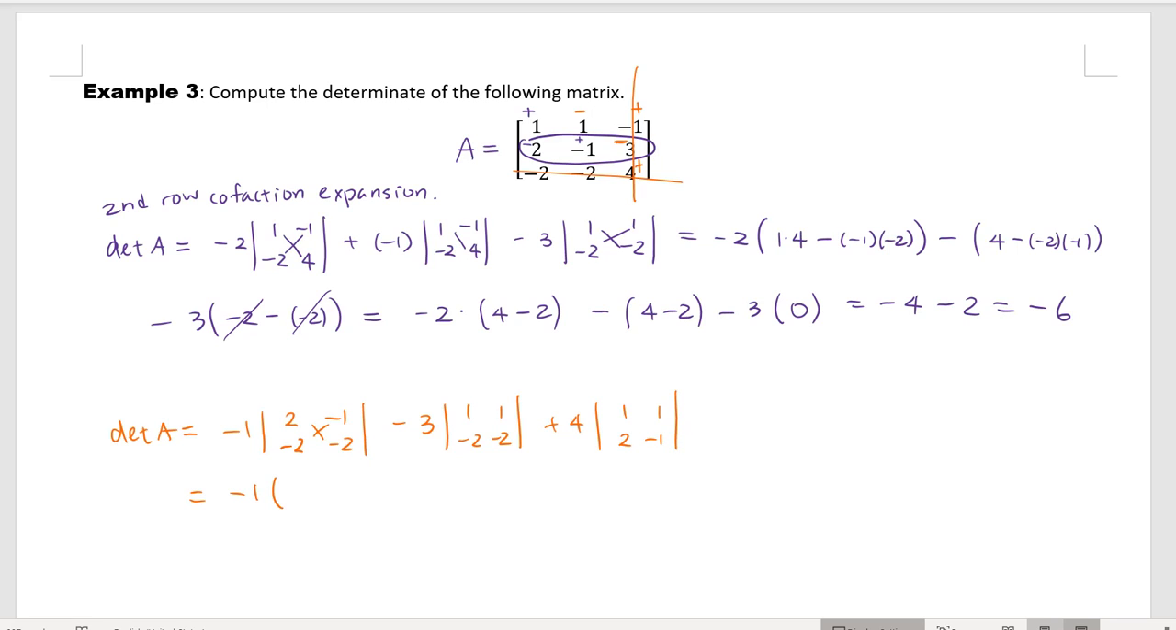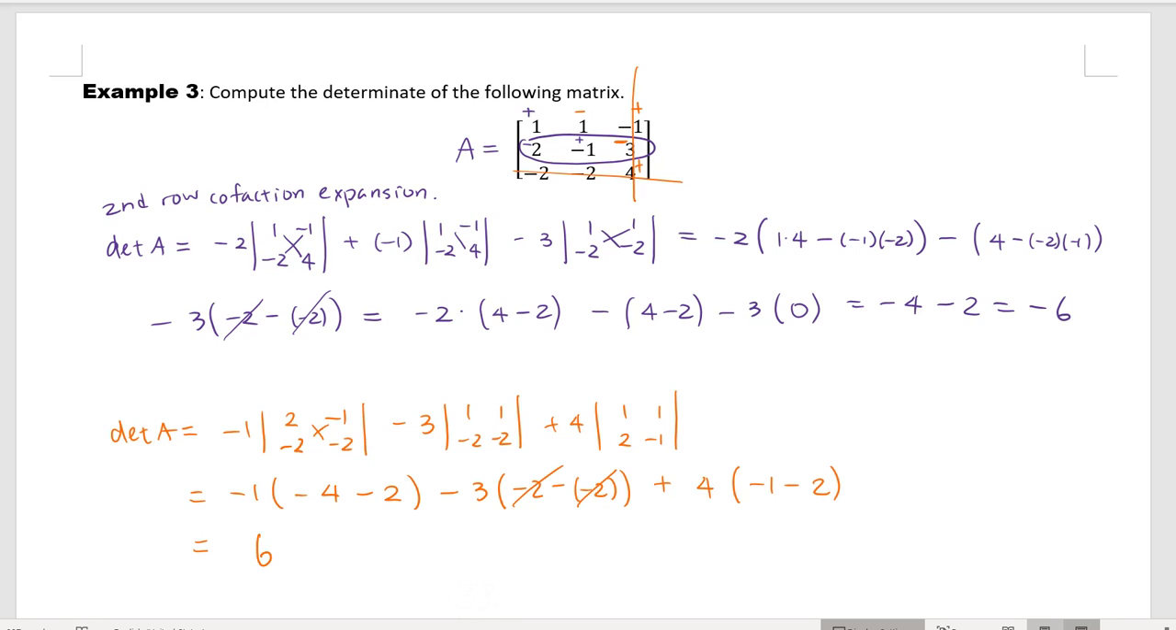Cross multiply. 2 times -2 is -4, minus -1 times -2 is 2. 1 times -2 is -2, minus 1 times -2 is also -2. And then here 1 times -1 minus 1 times 2 is -3... Negative 4 minus 2 is negative 6. And because of this negative, we get 6.